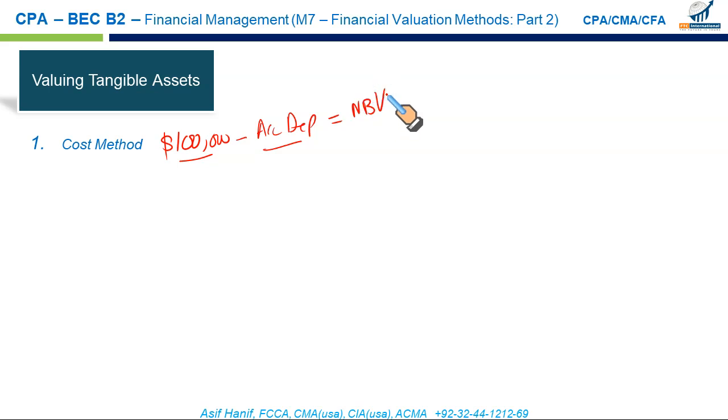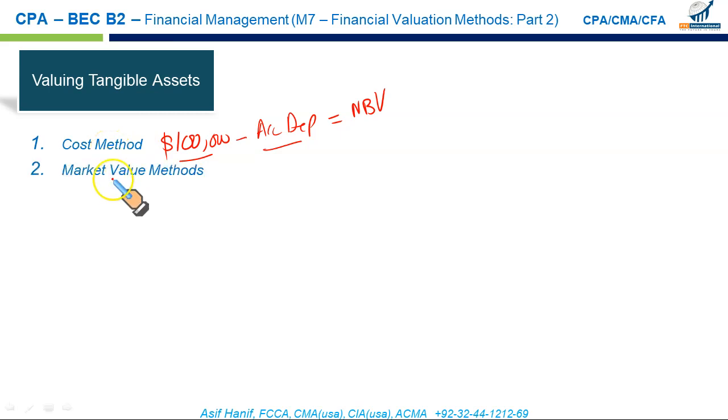We know this well. We are professional accountants. That's our domain. We know that. This is the original historical cost. This is the depreciation so far charged. Net of this gives you the carrying value or the net book value. So this is the first method we use for valuing our property, plant and equipment.